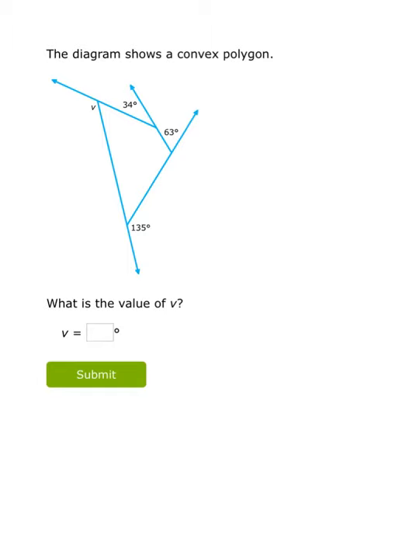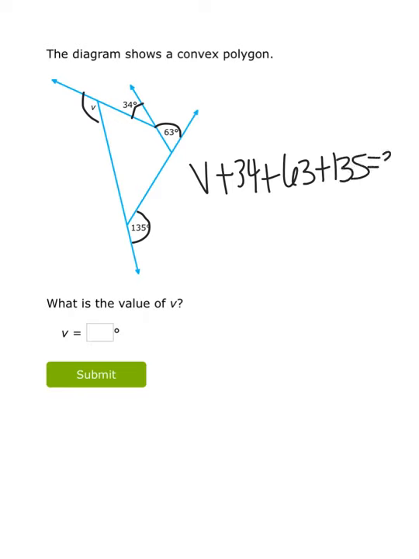Alright, now we get to step it up a little bit. We know that all of these exterior angles, which I'm going to draw for you here, have to add up to 360. So we're going to do a little bit of algebra. I know that all of these have to add up to 360. So let's go ahead and write an equation for that. V plus 34 plus 63 plus 135 has to equal 360 degrees.